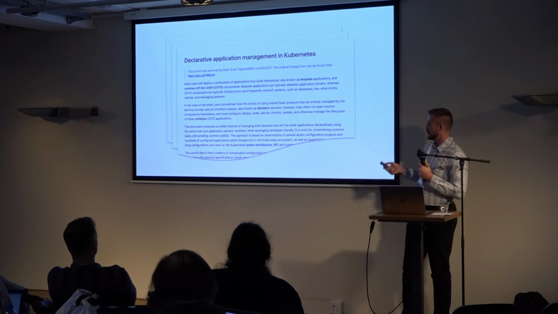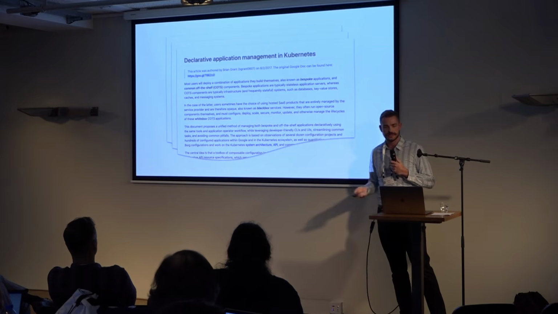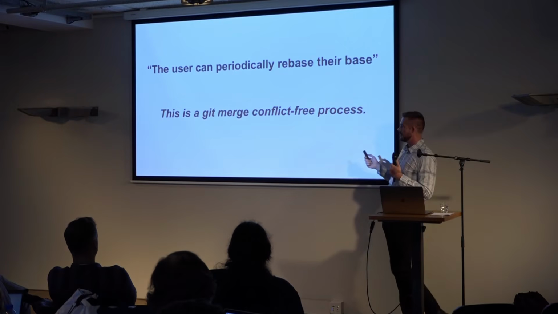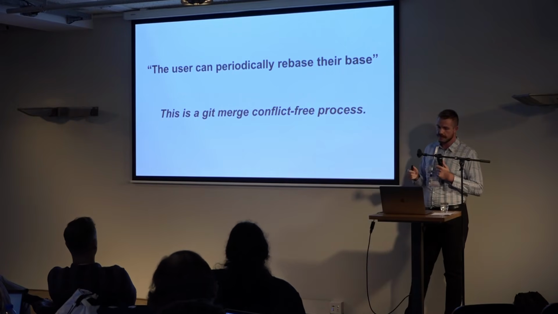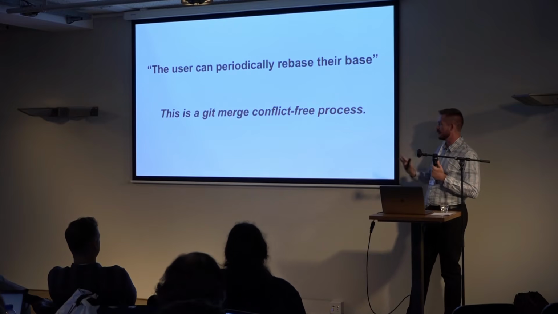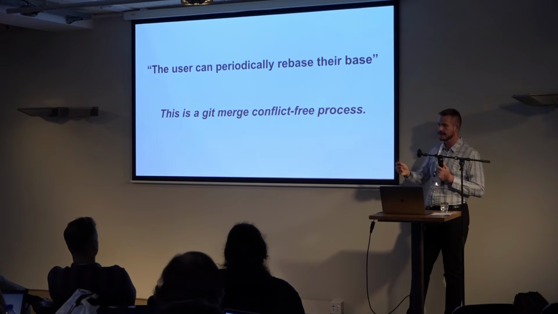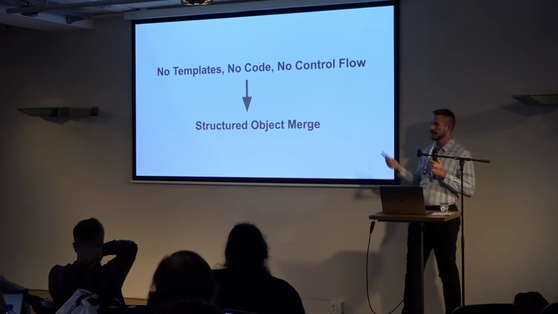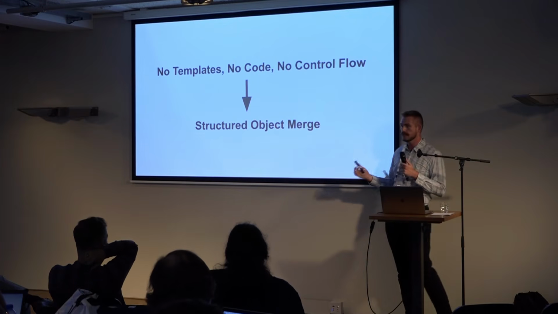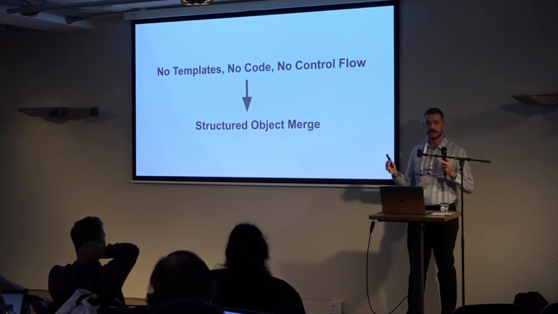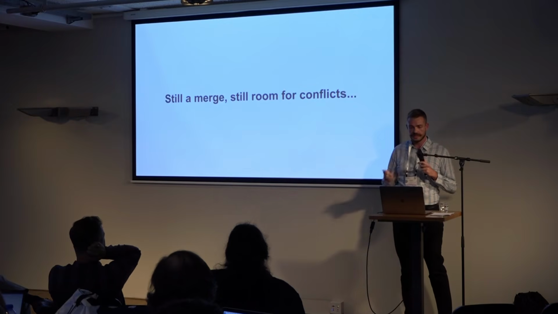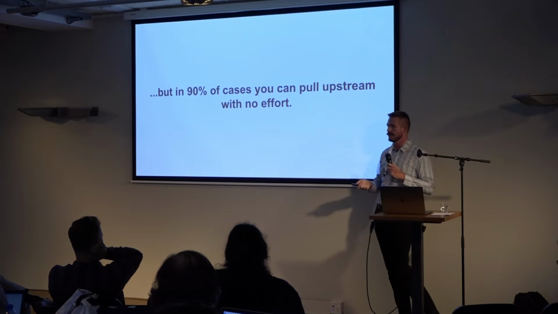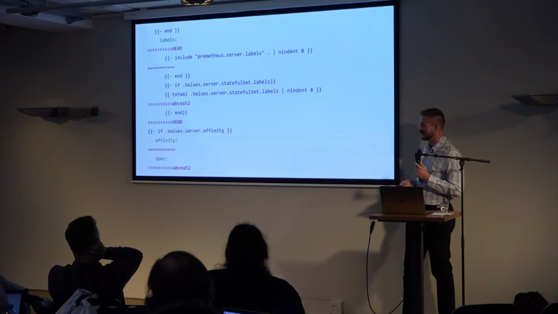It gets back into the difference between templating and patching. The user can periodically rebase their base, straight out of the white paper there. And this is the most important innovation of Customize: you can pull down the latest and you're never resolving git merge conflicts. Because there's no templates, no code, no control flow, we can do this really easy, structured object merge. It's still a merge, there's still room for conflicts, but we find that in 90% of cases, you can just pull the new one and you never ever get stuck with something like this.